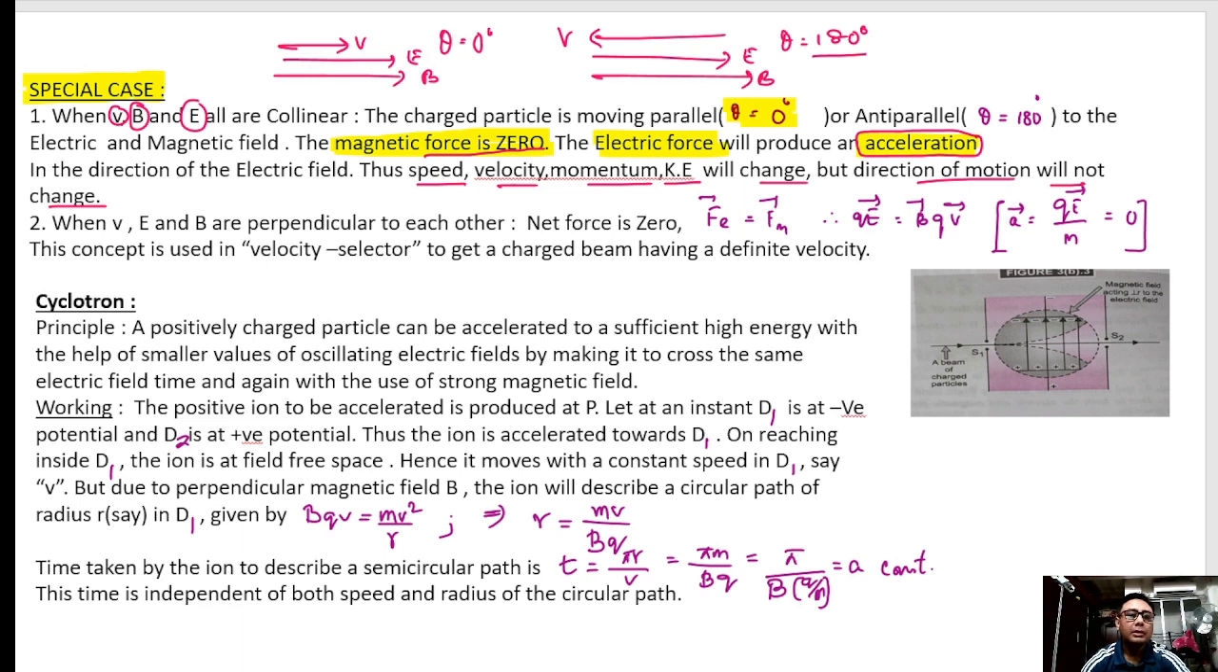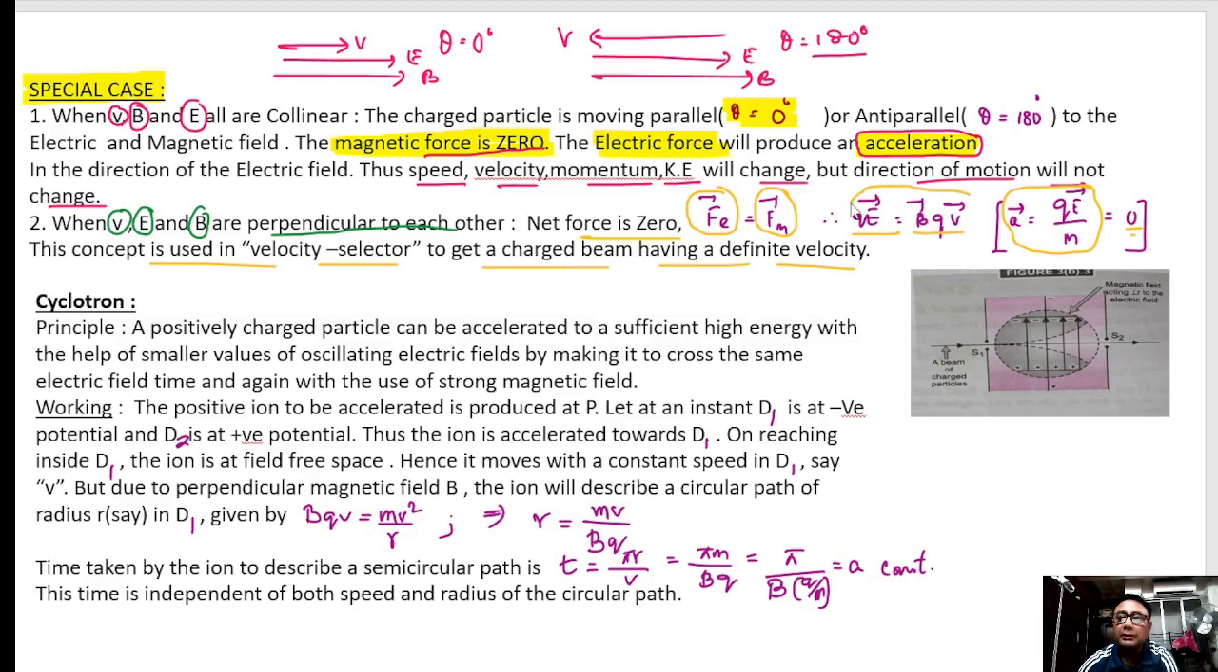Similarly, when V, E and B are perpendicular to each other, in that case what happens? Net force is 0. Please watch one thing: when E, V and B are perpendicular to each other, the force due to the electric field and the force due to the magnetic field will become equal. So this is the force due to the electric field and the magnetic field, and the acceleration will be 0 because there is no net force, so there will be no acceleration.